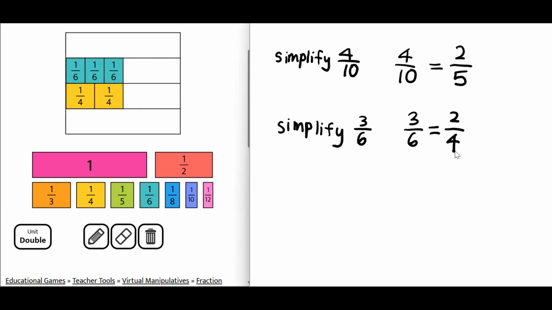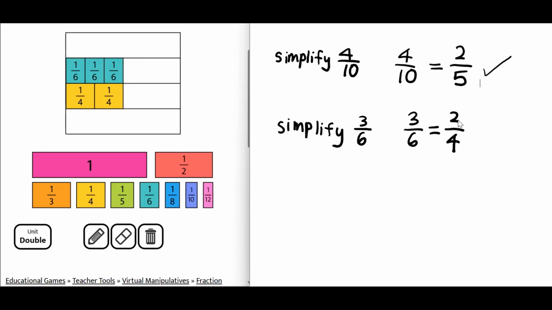Okay, now I need to check, is the answer I obtained the simplest form? So just now we had 2/5, right? Can 2 and 5 divide by another number such that I get smaller whole numbers for my numerator and denominator? No, the only number I can divide by is 1. But if I divide by 1, I'll still get back the same fraction. So this is the simplest form.